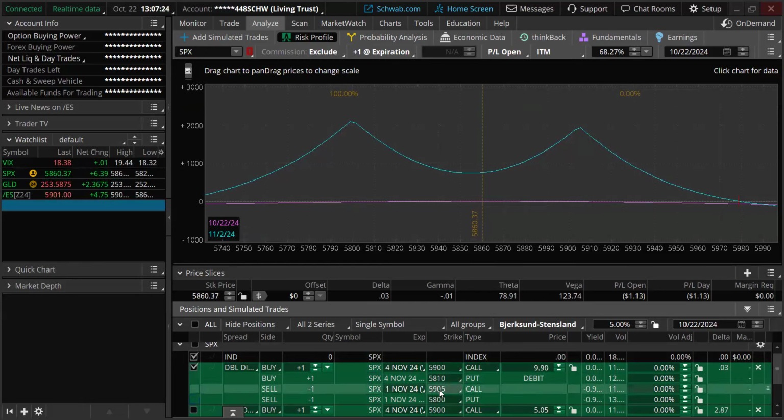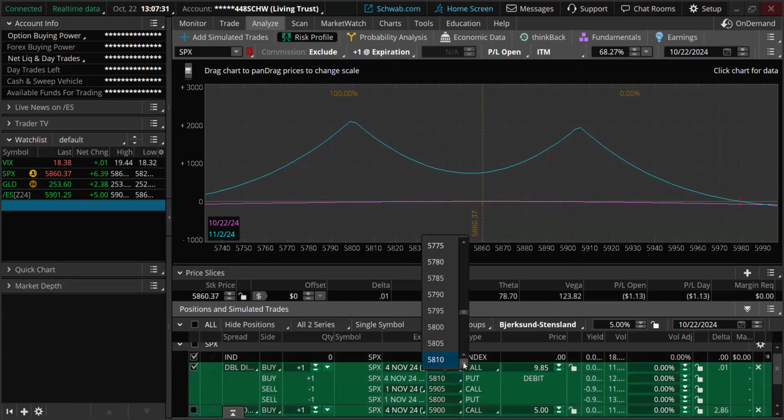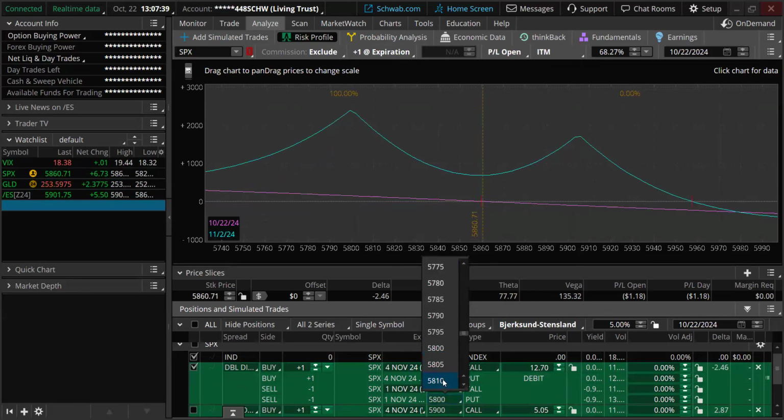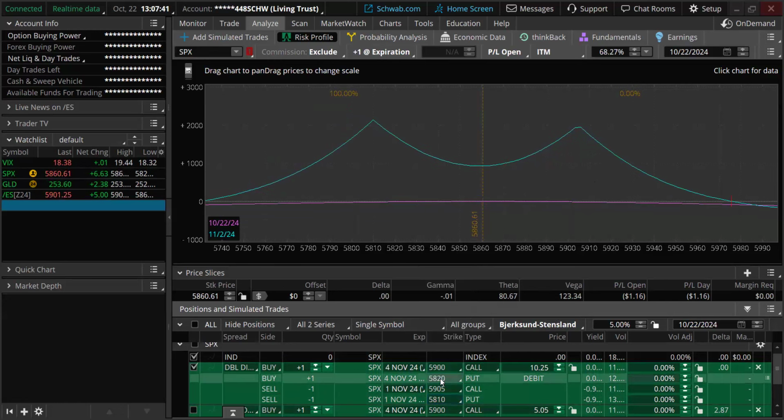And then the put side, I came down and bought a 5800. Now, if we wanted, this has moved around a little bit since I looked at this, we could creep this up a little bit. You can usually be a little closer on the downside because volatility is going to help you anyway. It is a long Vega trade.